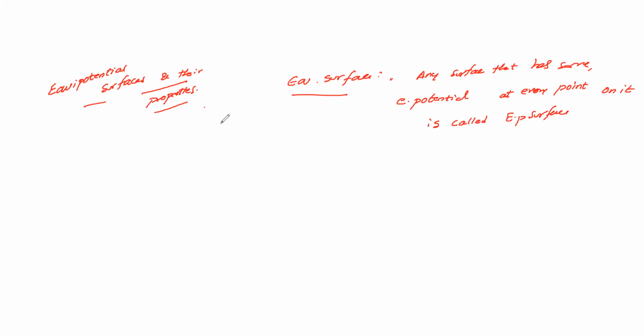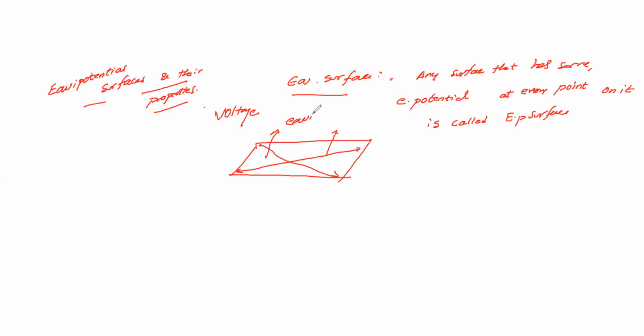So first try to understand potential. Potential is nothing but your voltage. If I take any object or any surface, a flat surface or a spherical surface, from the start to the end its potential should be the same. At any point you take on the surface, the potential is always the same. So when the potential is always the same, we call it equipotential surfaces.